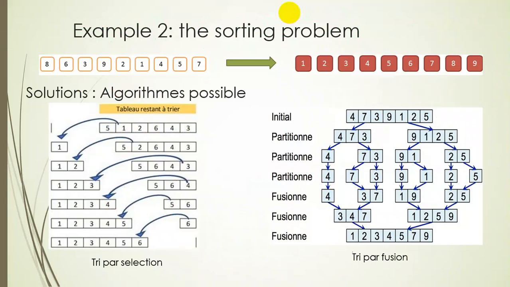So let's take the second example, the sorting problem. We have a couple of numbers and I want to classify them from the smallest to the greatest. We have many possibilities, so we can have a selection sort or a fusion sort. So we can have many solutions to a problem.